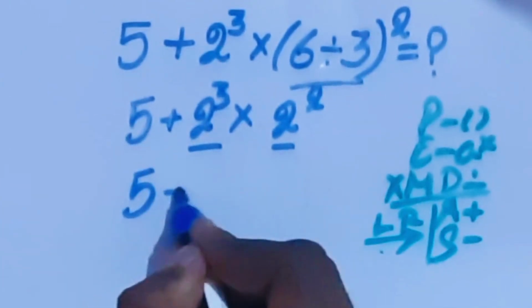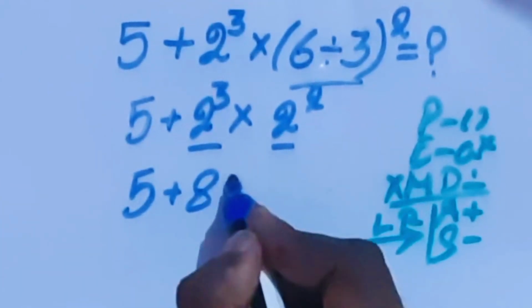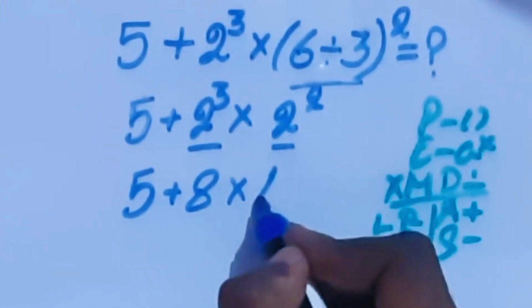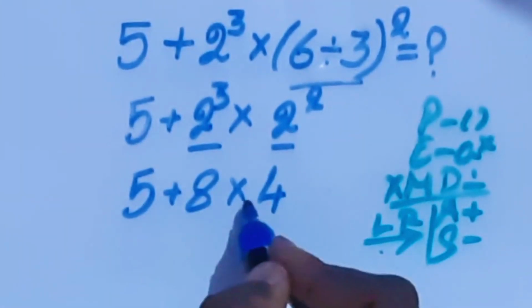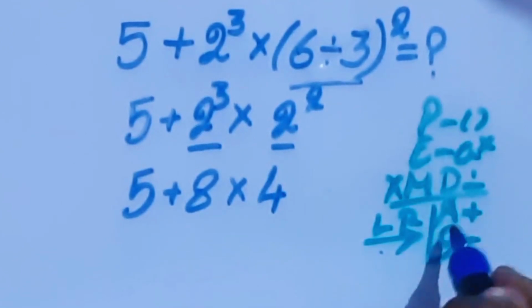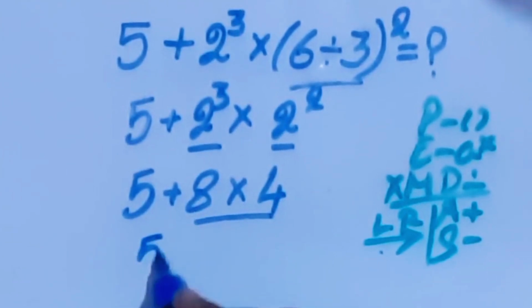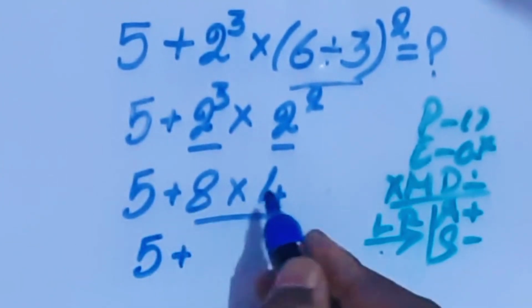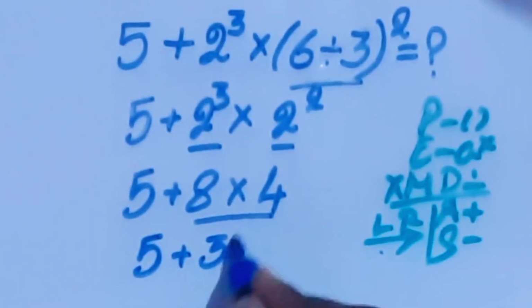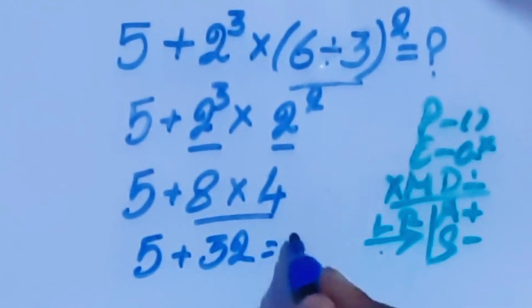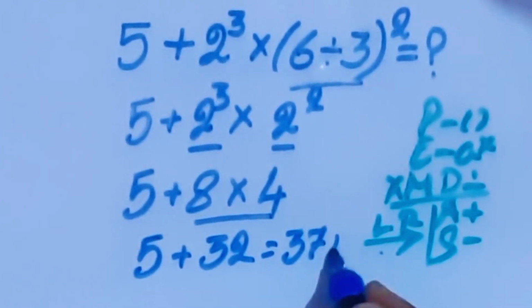Here 5 plus 2 power 3 is 8 times, here 2 power 2 is 4. Here we have addition and multiplication. Multiplication is higher priority than addition, so we have to do this multiplication before this addition. Here 5 plus here 8 times 4 is 32. Here 5 plus 32 is 37, which is the correct answer.